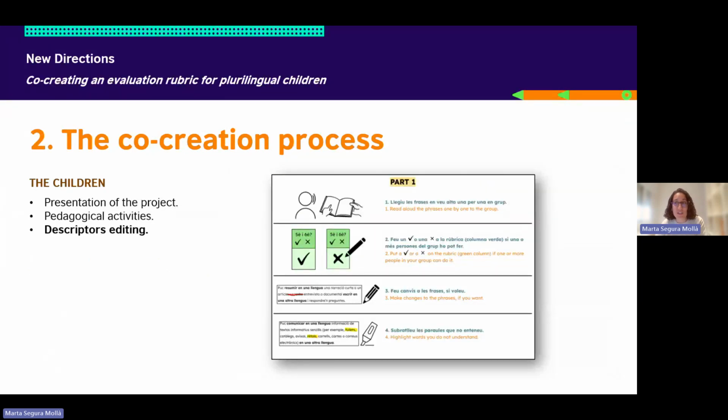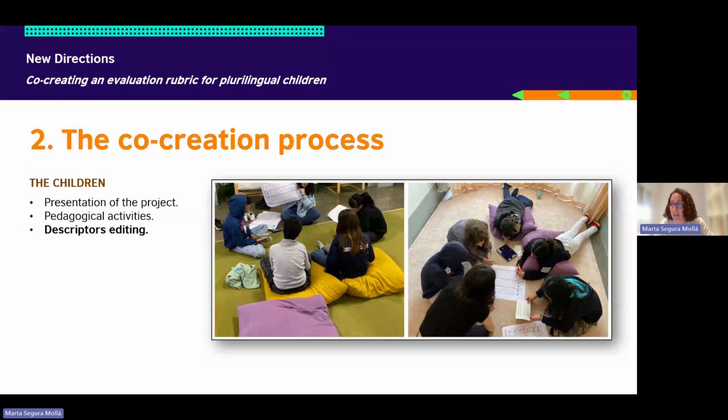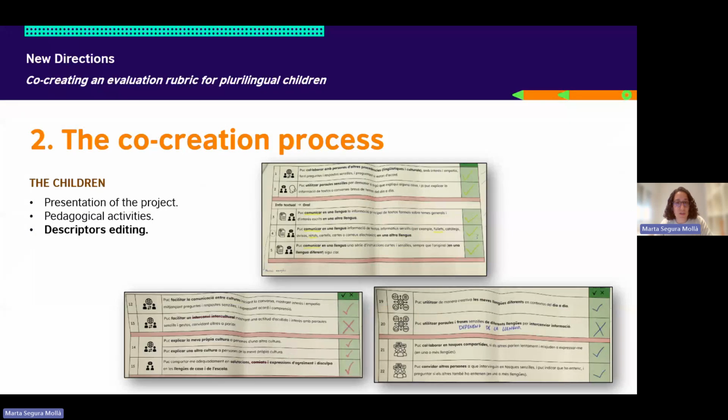And then in the last two sessions, we worked on editing the descriptors. So we asked the kids to read aloud the descriptors, tick or cross according to if they did these activities or not, make changes as well, and highlight words that they didn't understand. This is, again, an image of two of the focus group kids working on the editing of the descriptors. And this is some examples of the information and feedback we collected.